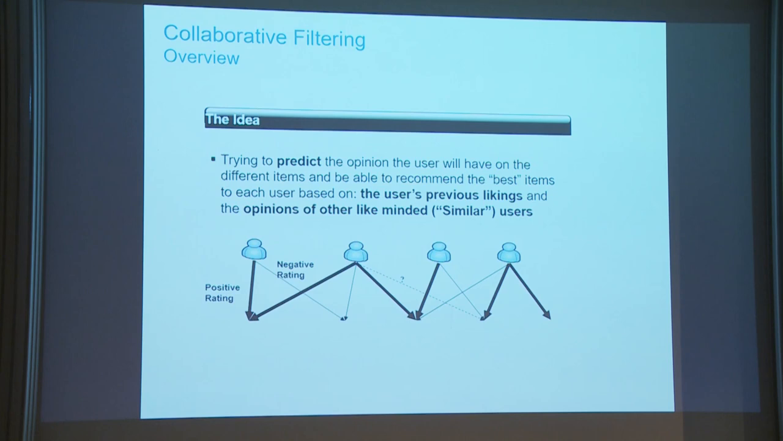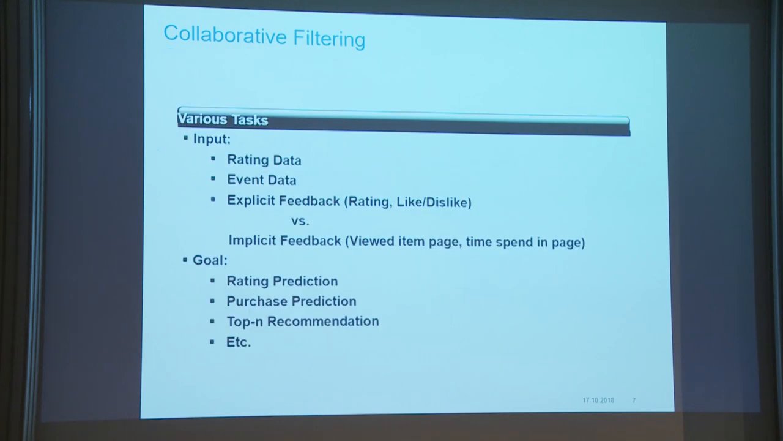And the idea of collaborative filtering is very simple. We try to predict the opinion of a user regarding a new item based on the user's previous opinions on other items and the opinions of similar users on that item. Now, specifically, collaborative filtering can be defined in different ways. It really depends on the input that we are given.